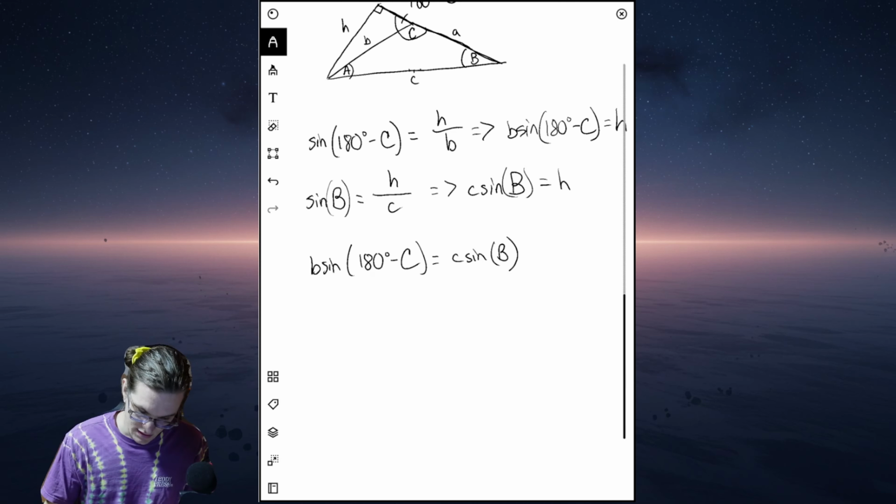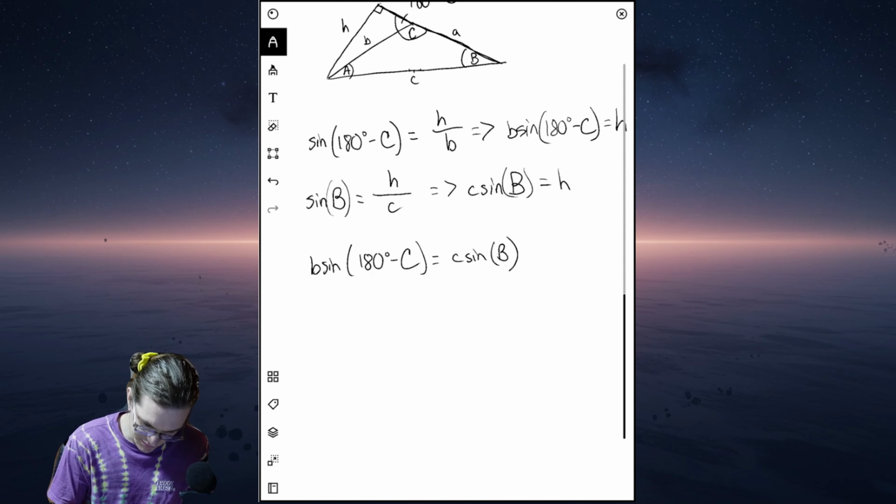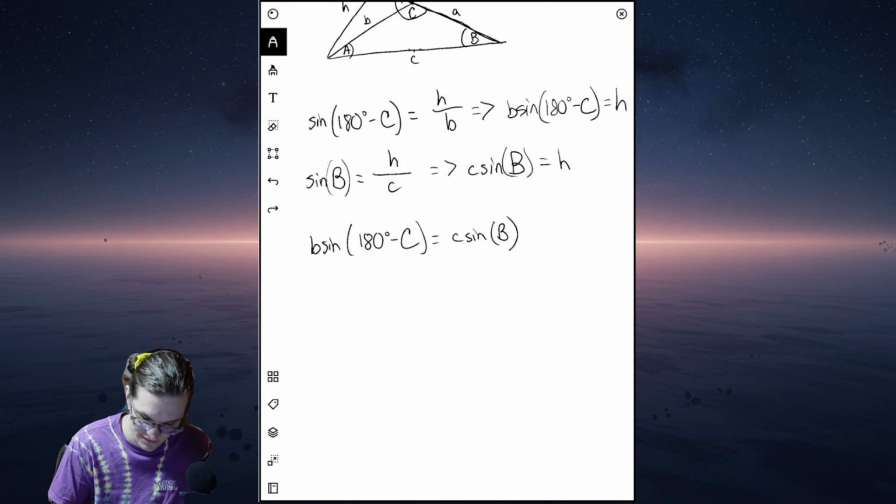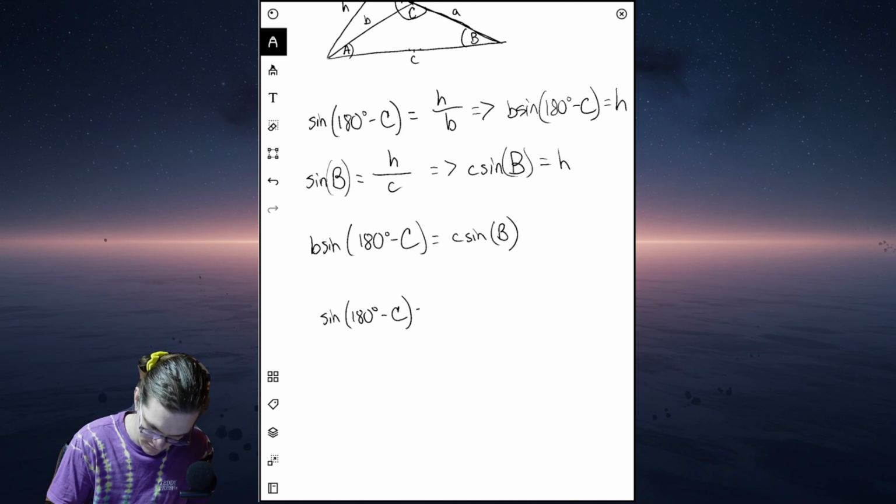And then the last little trick we pull is I just know that this 180 minus C here, when you're taking the sine of that argument, it's actually just the same as sine of C, which might seem weird, but we'll prove that too, right?